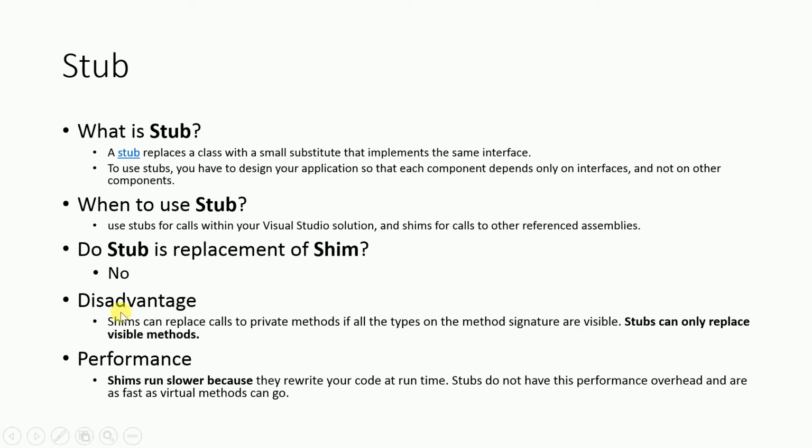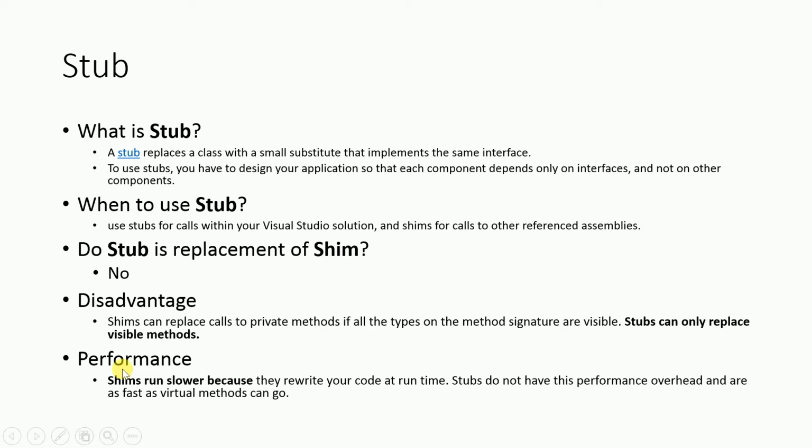The fourth one is disadvantage. What is the disadvantage? A shim can replace calls to a private method if all the types on the method signatures are visible. A stub can only replace visible methods. So if you want to use the private one, shim is the right option. Don't go for a stub.